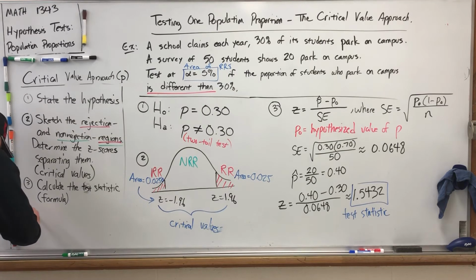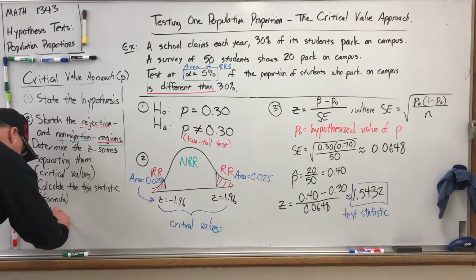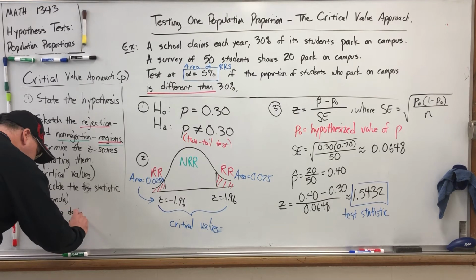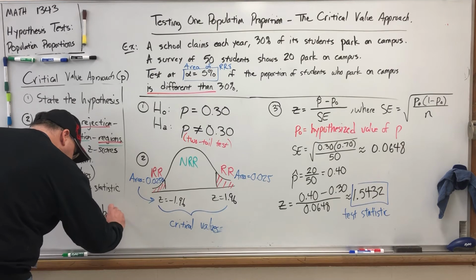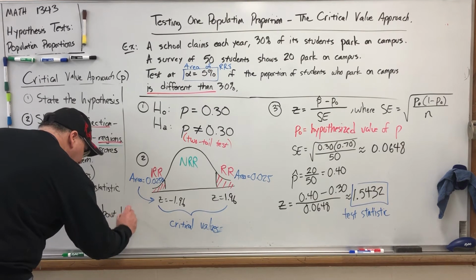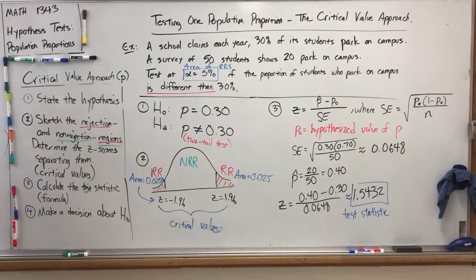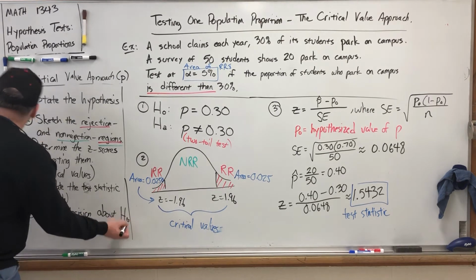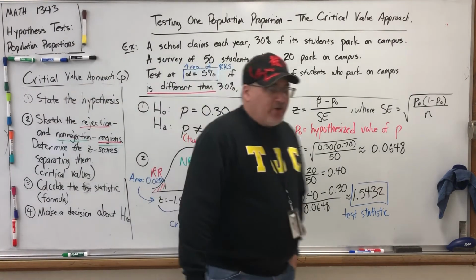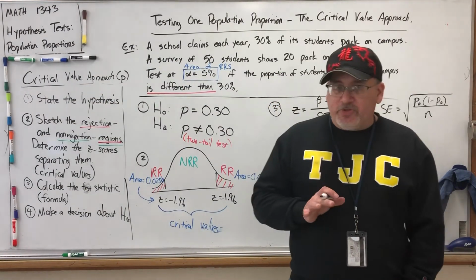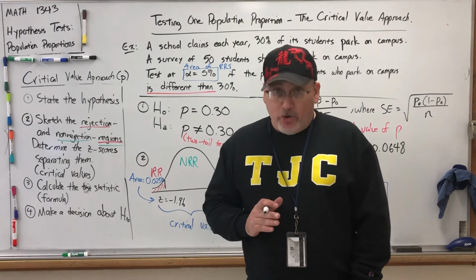Step 4 is simply make a decision. And to be a little bit more specific, make a decision about the null hypothesis, and I guess I can just write that as H0. So we're going to make a decision about the null hypothesis. And as was mentioned in the videos from two videos ago, when we make a decision about the null hypothesis, there's only one of two things we say. We reject it or we don't reject it.